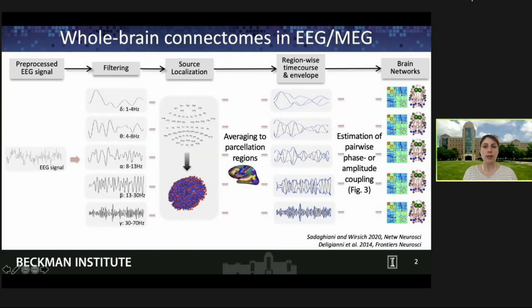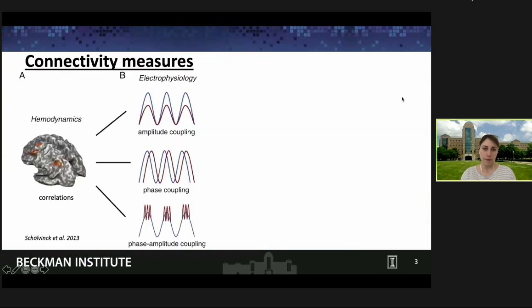You can also estimate the phase of these frequencies, and then depending on whether you're interested in the amplitude or phase, you can estimate functional connectivity as pairwise, that means between region pairs, pairwise correlations of the amplitude envelopes, or as phase coupling, such as measures of coherence or phase locking. The end result of that is a functional connectome, a whole brain functional connectivity matrix for each one of the frequency bands, similar to what you might be familiar with in fMRI.